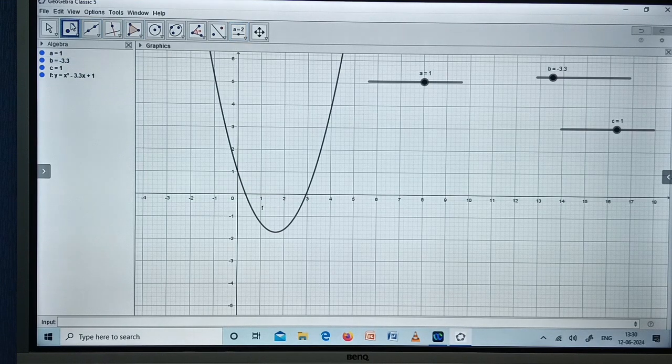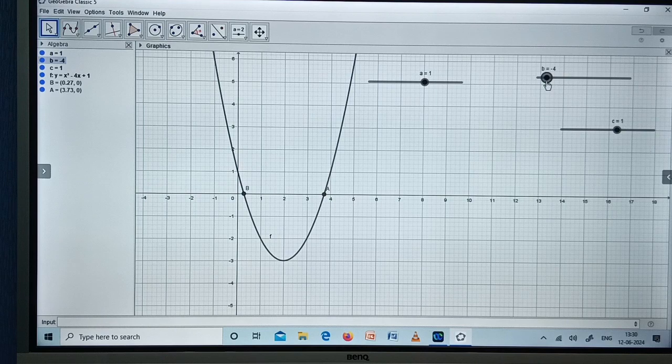Now, let me find those roots. Now, A and B are the roots. If you look at the left hand side, you can see the x-coordinate of A is 2.96 and the x-coordinate of B is 0.34. Therefore, the zeros of the polynomial are 2.96 and 0.34. So, if I vary the value, you can see how A and B changes.